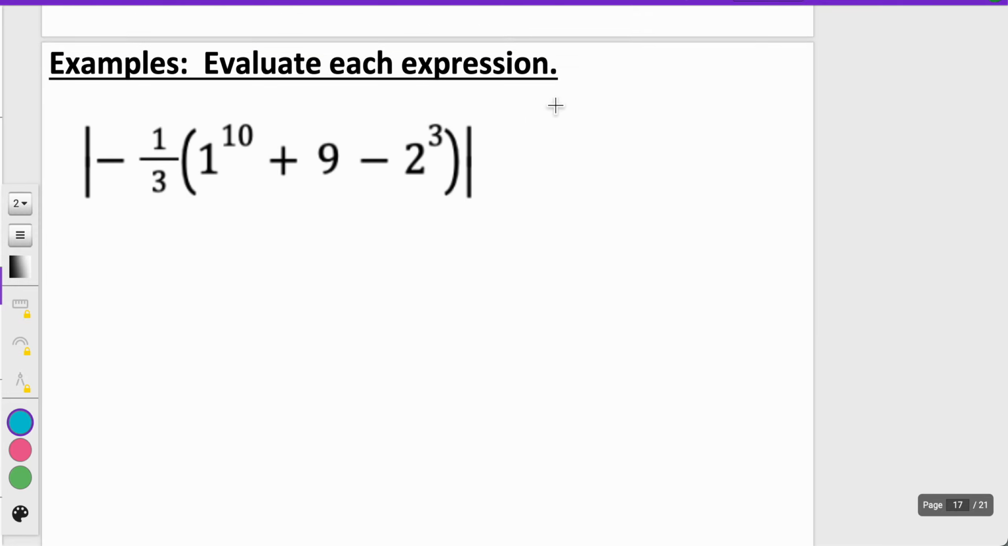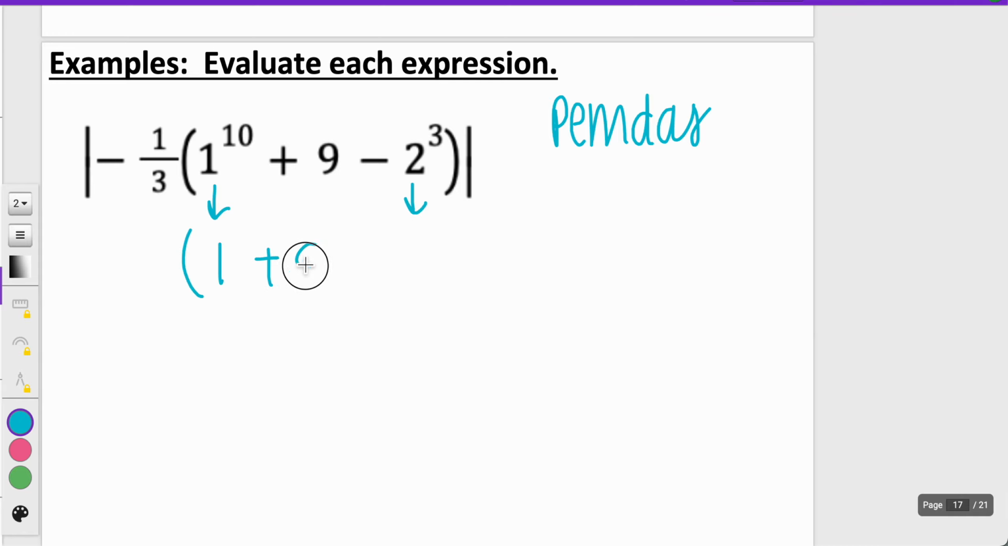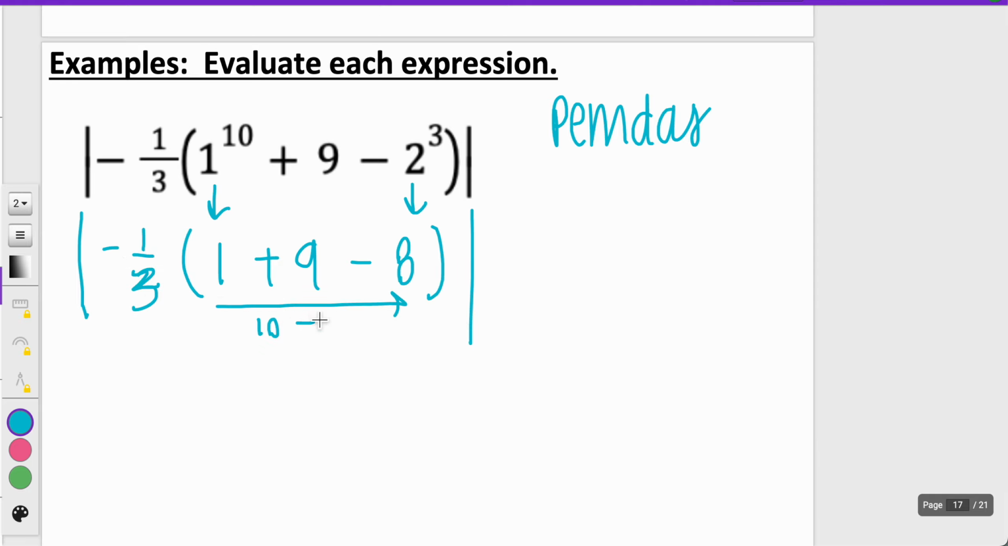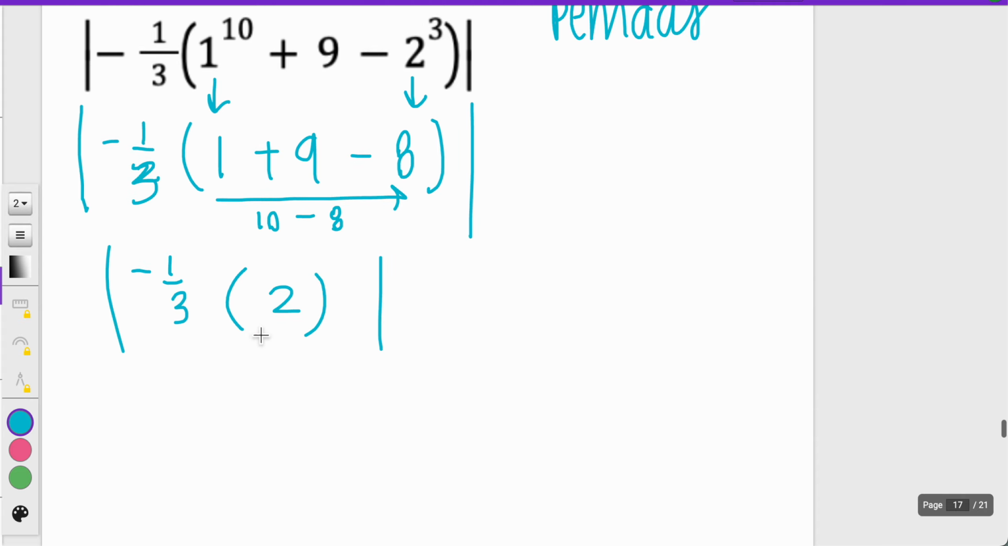Okay, again here, order of operations, starting with parentheses. Inside the parentheses, I do have a lot going on, so I'm going to start with some exponents. 1 to the 10th is 1, plus 9 minus 2 to the third is 8. Now that I have addition and subtraction in that same sentence, I'm going to have to work from left to right. So 1 plus 9 is 10, and 10 minus 8 is 2. Then I am multiplying negative 1/3 times 2, which again could be negative 1/3 times 2 over 1. That'll give me negative 2/3, and then the absolute value of negative 2/3 is a positive 2/3.